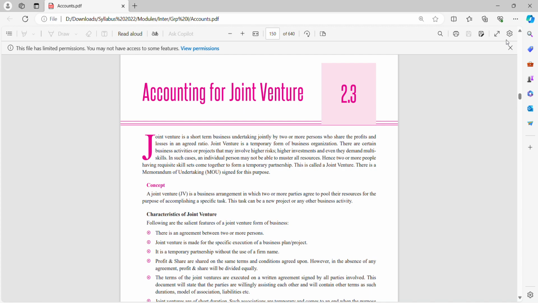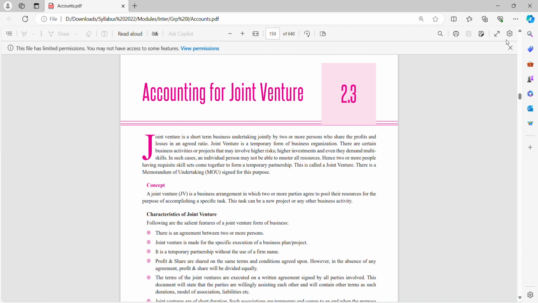So we have the concept. A joint venture is a business arrangement in which two or more parties agree to pool resources for the purpose of accomplishing a specific task. This task can be a new project or any other business activity. So that's the concept.